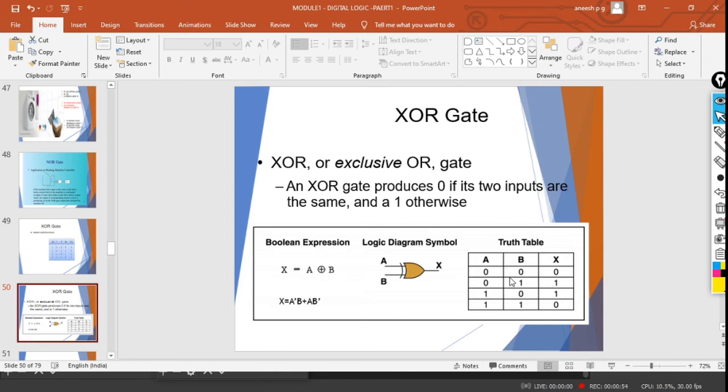Let's look. The XOR gate is normally a 2 input logic gate and there is only one output. This is the symbol of the XOR gate. The Boolean expression performed in the XOR gate is A XOR B. Here the XOR operation is represented as a circled plus symbol, that is, a plus sign surrounded by a circle. The actual Boolean operation here is A complement B plus AB complement.